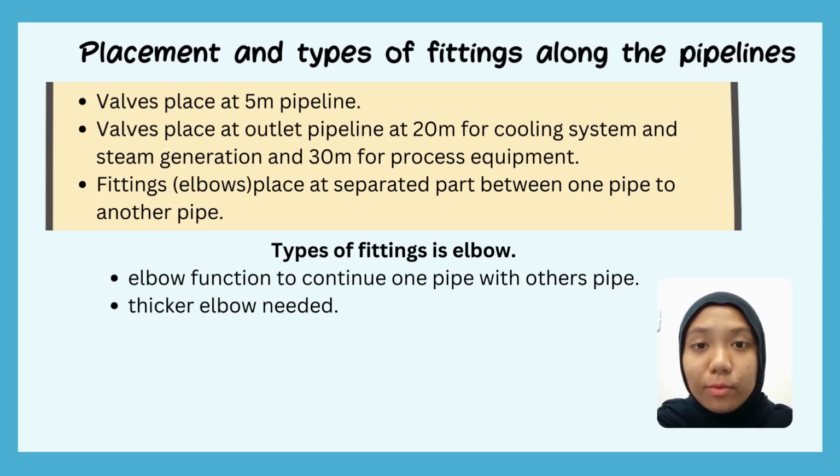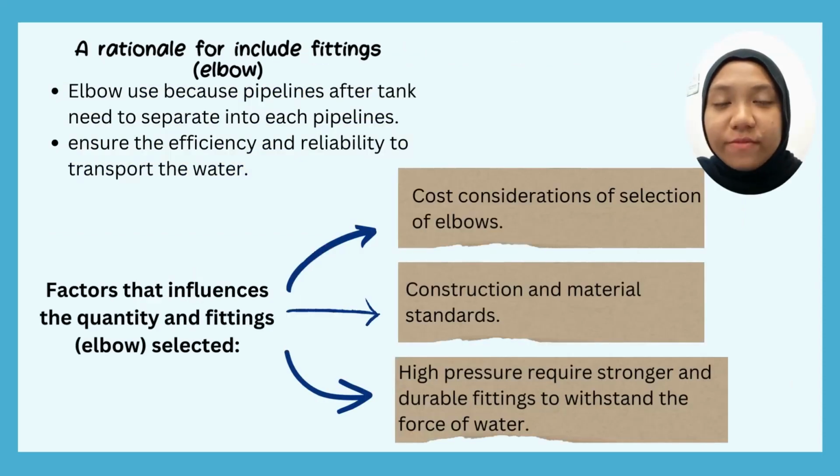The thicker elbow is needed for each separated part. The rationale for including fittings, which are elbows, in our network design is that the pipeline after the tank is separated into individual pipelines, so we use elbows to connect one pipe to another. This ensures the efficiency and reliability of transporting water in this system.